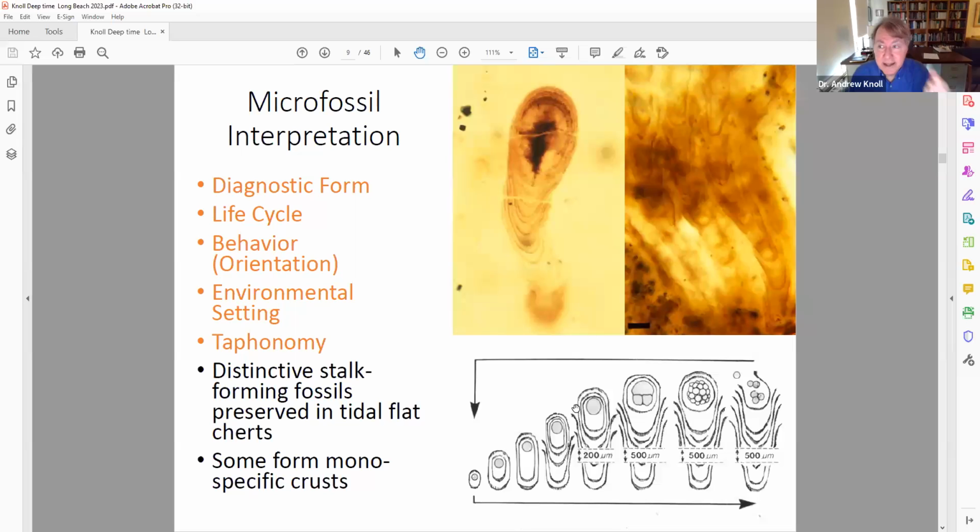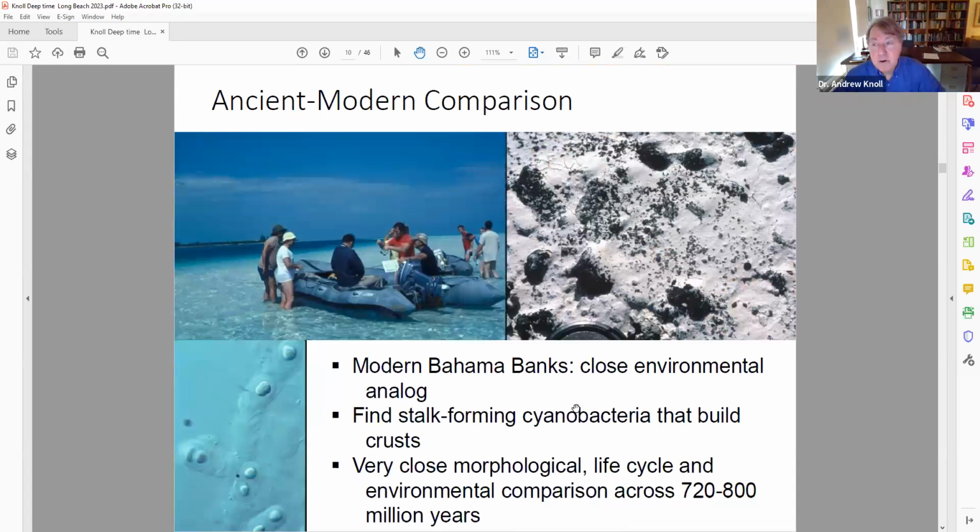So, we can say a lot then about these, what they were like, what their life cycle was like, where they lived. And if we go to places on the modern world where we find environments similar to those that we've inferred from those rocks, this is the Bahamas, you find in the intertidal zone these black crusts. And those black crusts, if you look in the lower left, are made by single-celled cyanobacteria that make these sheaths that form stalks, just like the 800 million year old fossils. So we have a very close comparison among morphology, life cycle, and environment, really across 700 to 800 million years.